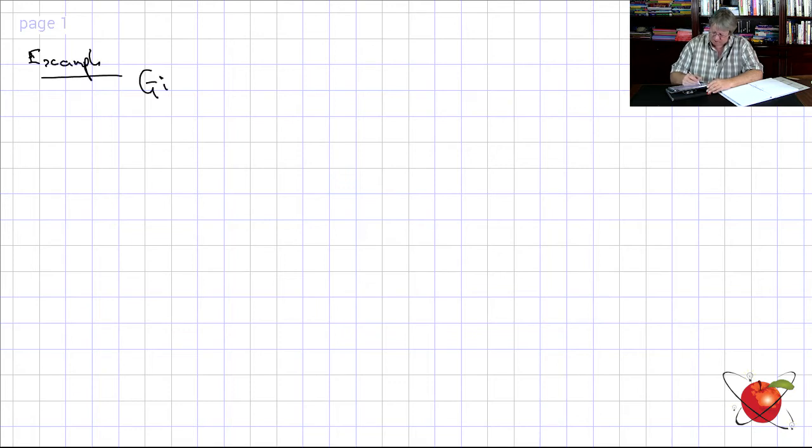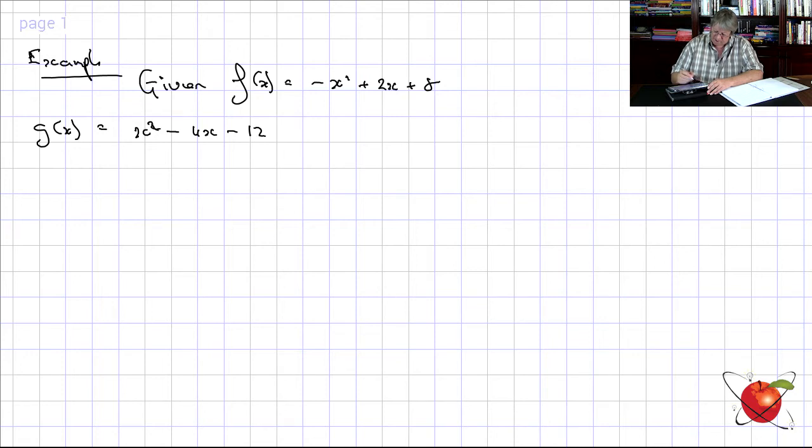Example, we are given f of x equals minus x squared plus 2x plus 8, and given g of x equal to x squared minus 4x minus 12. So there's our two quadratics, shown below, not to scale. And let's have a look.